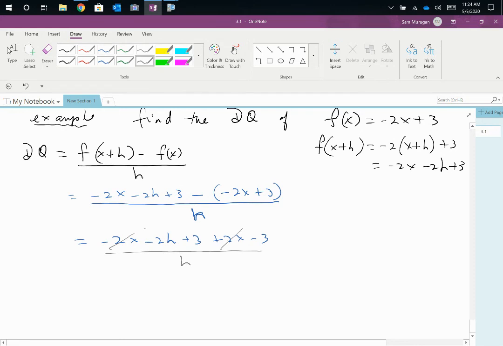So negative 2x cancels out with positive 2x, 3 cancels out with 3. And this leaves us with negative 2h over h. Cancel out the h's and we get the answer is negative 2. The goal is that when we simplify this, we're able to cancel out the h on the denominator because we can't divide by 0 in the formula. And then remember what I told you, when you're simplifying this part, you should be able to eliminate everything that does not have an h.